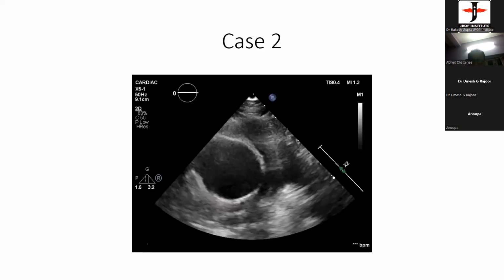Calculating the jet area, if it is more than 8 centimeters squared, it is considered severe MR. Then jet area by the atrial area percentage, more than 40% holosystolic, is mostly considered severe MR. Then other things are presence of LV enlargement and regurgitant fraction of more than 50%.